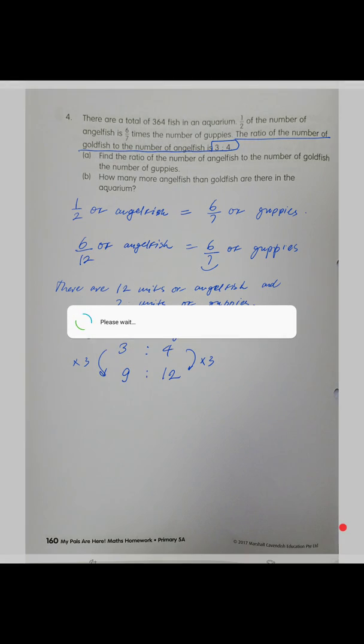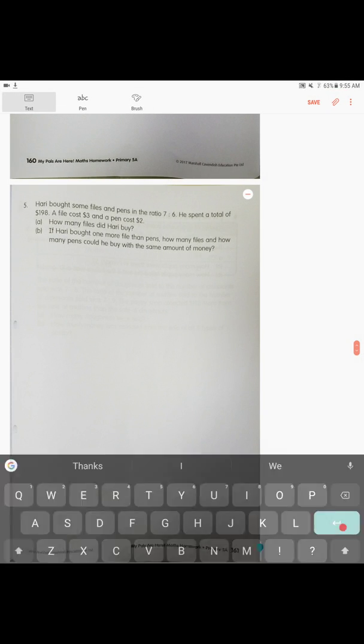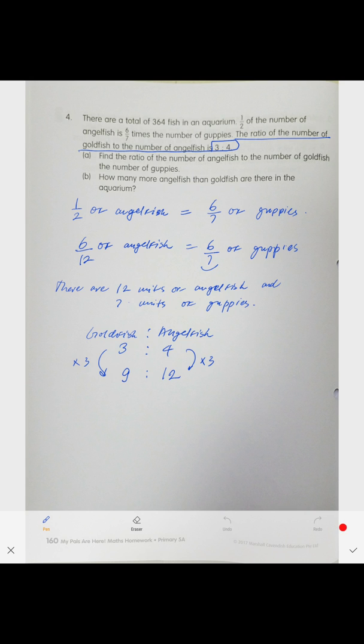Okay, so the ratio between all of the fishes altogether. It is angelfish to goldfish to guppies. Angelfish, we just found out it's 12 units. Goldfish, we just found out it's 9 units. And guppies, we also found out it is 7 units. So 12 to 9 to 7.